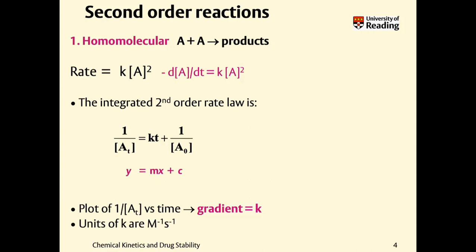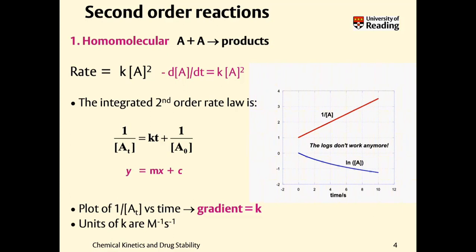Whereas for a first order reaction, a plot of the natural log of concentration against time will give you a straight line. If this is a second order reaction, you would then know from doing these two plots. The log plot won't work, but the 1 over concentration of A will give you a straight line. And you can see it has a positive gradient because the gradient equals the rate constant.